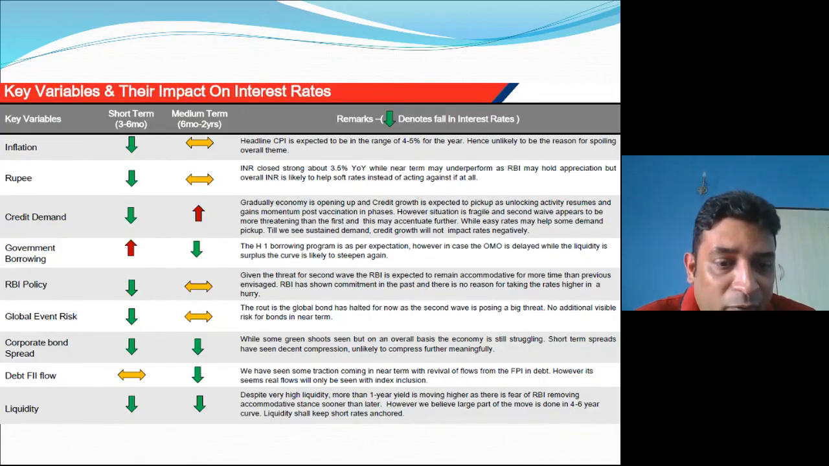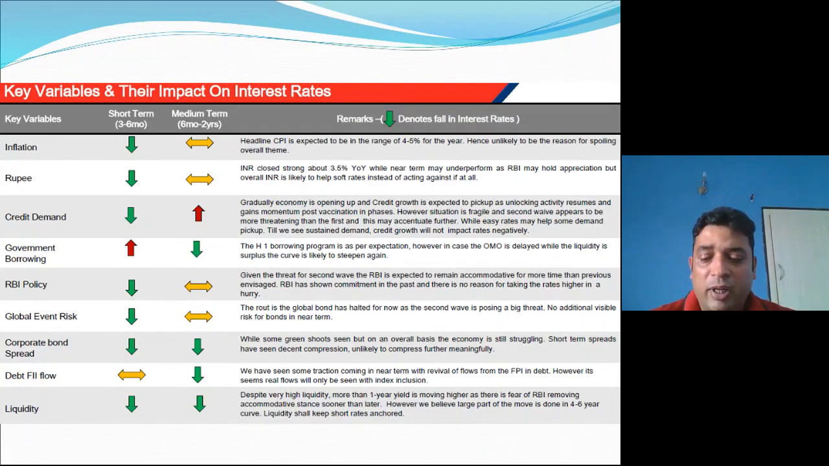Debt flow is going to go down in days to come. Currently we have seen a little bit of inflow, but you will not see much debt flow because most of the money will go towards the equity segment. Liquidity, I don't think it will be a problem in India, because RBI anyhow is keeping a very close watch on the Indian banking system and liquidity.